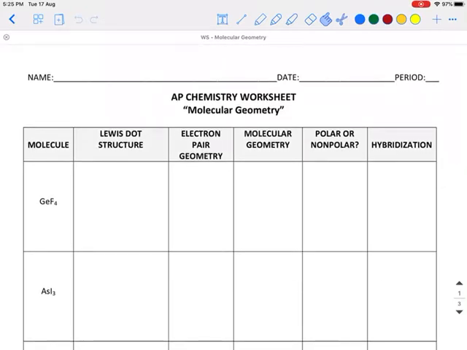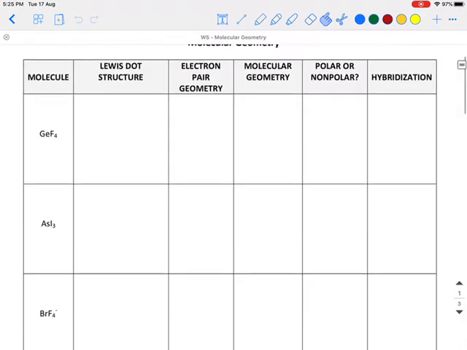Everyone. In this video, we will solve an AP Chemistry worksheet regarding the molecular geometry concept. Let us start. The molecule is GeF4. We want to draw its Lewis dot structure. We have to know that germanium belongs to group 4, so 4 electrons in the valence shell. Fluorine belongs to group 7, so 7 electrons in the valence shell.